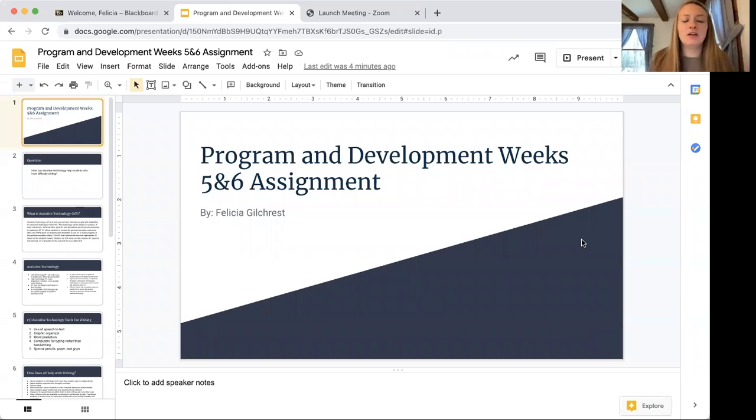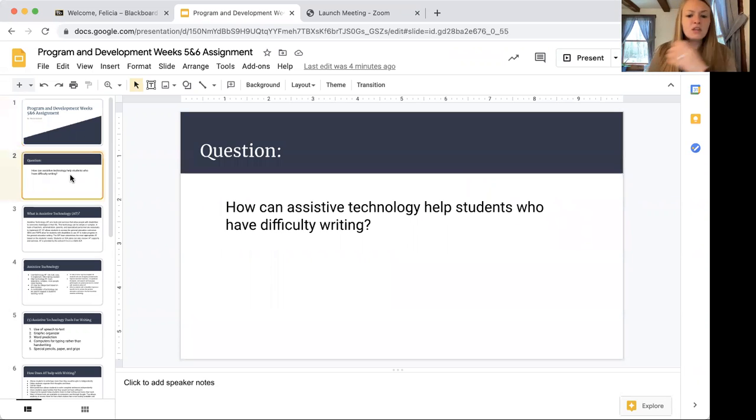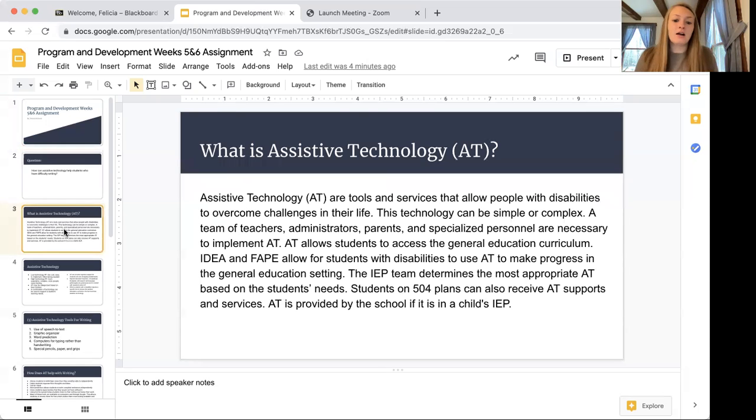So today we are going to be talking about assistive technology, and my research question looked at how assistive technology can help students who have difficulties writing. I work in a district where I teach small group reading and ELA, and my students really struggle with writing. And so I was just kind of curious what assistive technology is out there that would be beneficial for them. So just kind of looking at what assistive technology is.